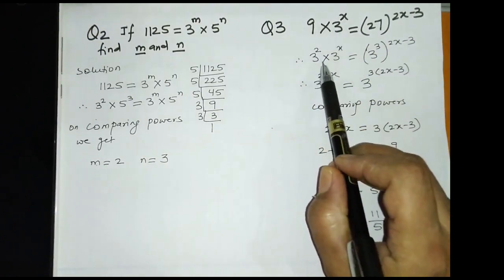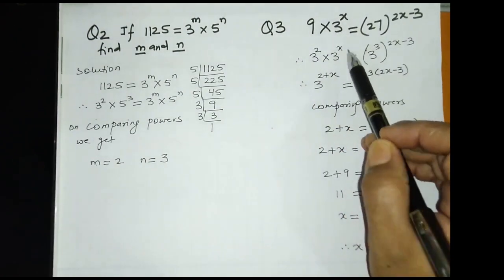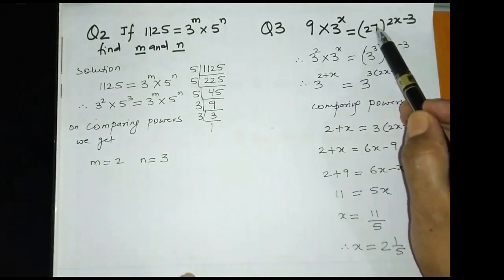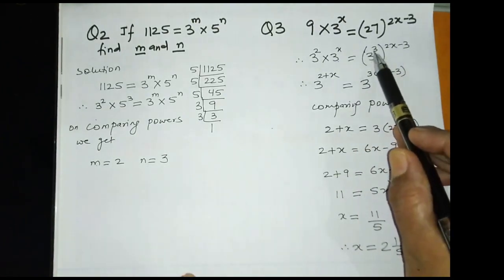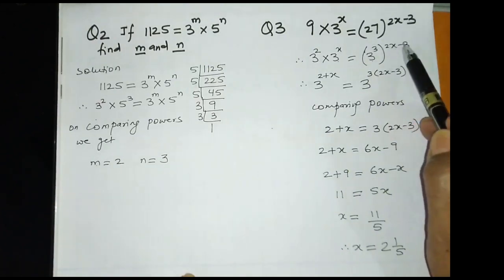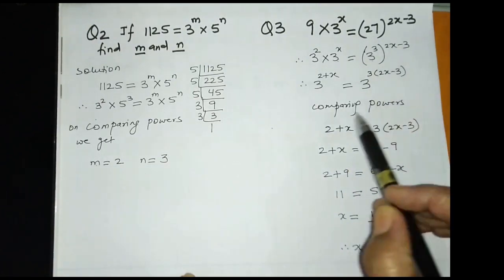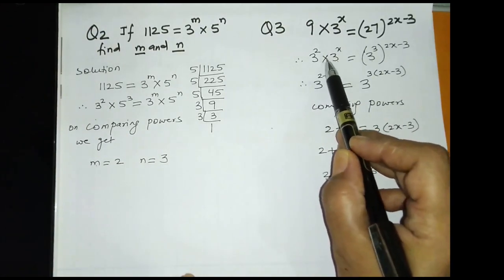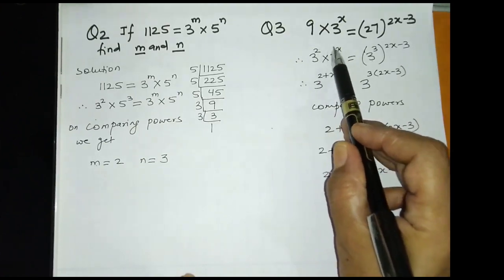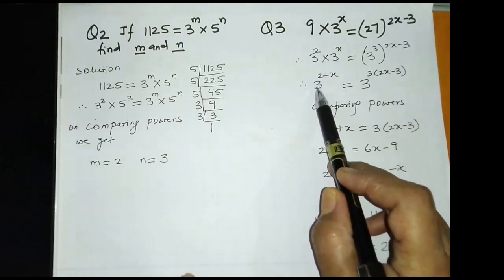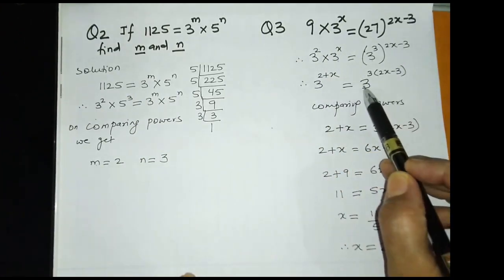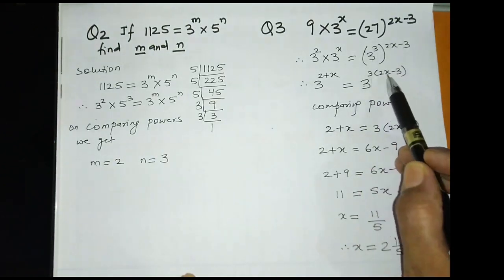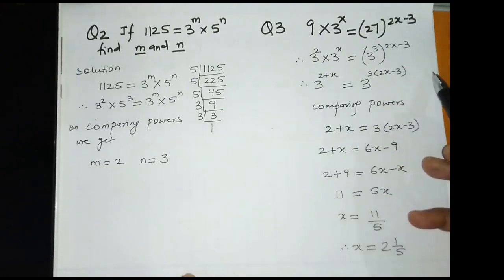9 we'll write as 3 square. This is written same as it is. Now 27 we can write as 3 cube. And this is there, 2x minus 3. Now these two products, powers have to be added in a product. So 3 raised to 2 plus x is equal to, this has to be multiplied, 3 in bracket we'll write 2x minus 3.